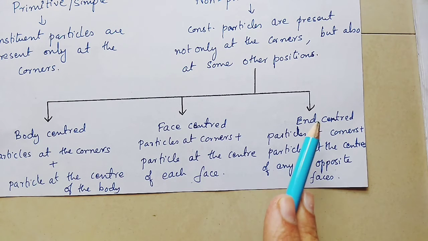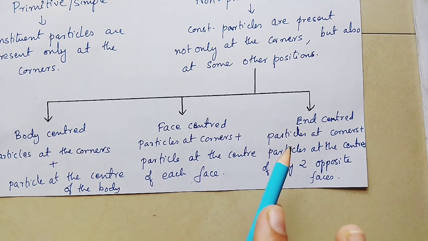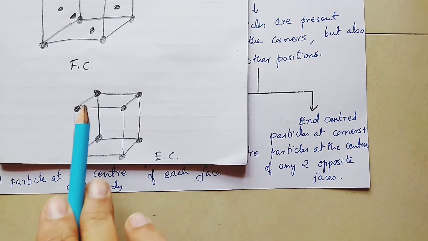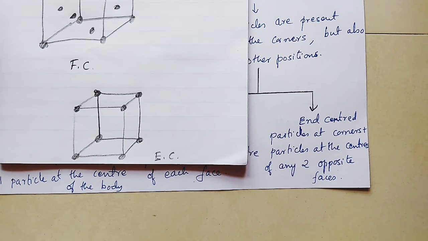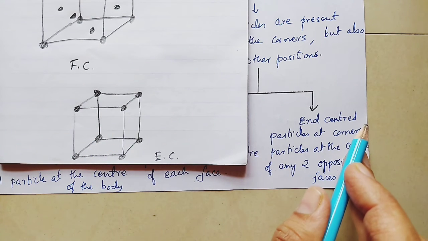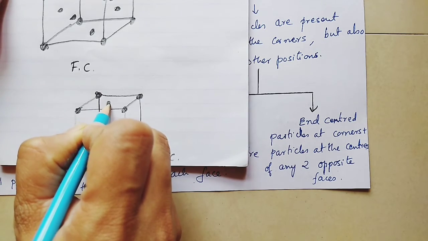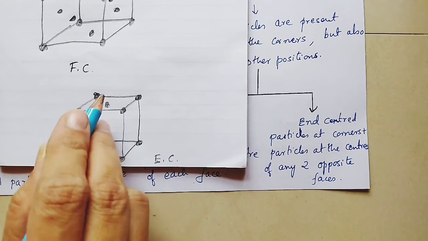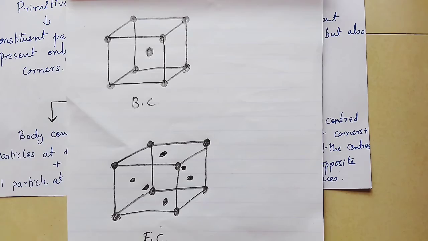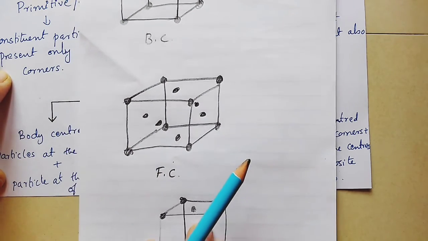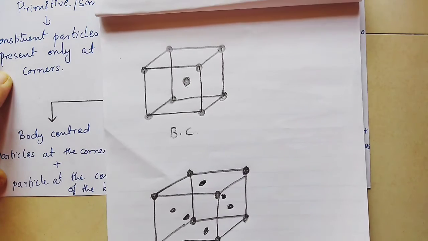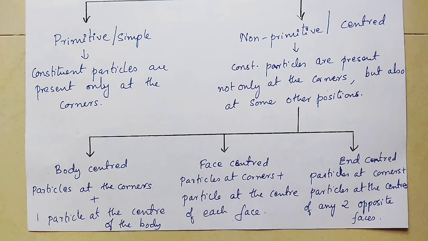The third type is end-centered unit cell. Here we can find particles at the corners like this. In addition to that, we can also find particles at the centers of any 2 opposite faces. For example, these 2 faces are opposite to each other. So in case of end-centered unit cell, you can find particles at the center of 2 opposite faces like this. So these are the 3 types of centered unit cells. I hope it is clear to you.